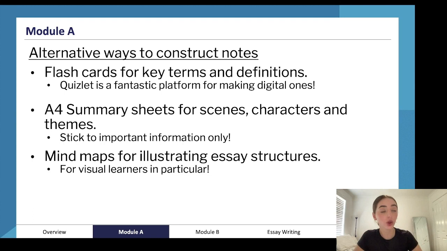Quizlet is a fantastic platform for making digital ones, okay? Or Anki, A-N-K-I. Next, an A4 summary sheet for scenes, characters, and themes. I would suggest making a summary sheet for themes. Something that I did in the months leading up to the trials, not a week or two weeks before, is I would do it especially in my free periods or study periods. I would write down my theme. So let's say I was studying the theme of friendship, right?